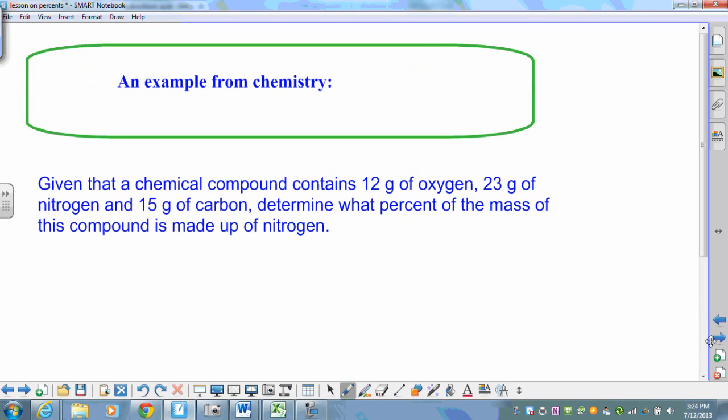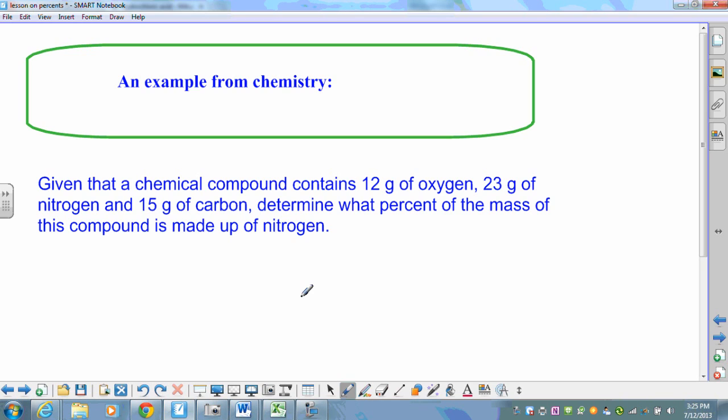Okay, another example, this time from chemistry. So we have a chemical compound. It's given that it is made out of 12 grams of oxygen, 23 grams of nitrogen, and 15 grams of carbon. Determine what percent of the mass of this compound is made up of nitrogen. You see how similar this question is to the last problem? For the last problem, the first thing you had to know was the total number of people in the group. Here, the first thing that we need to know is the total mass of this compound.